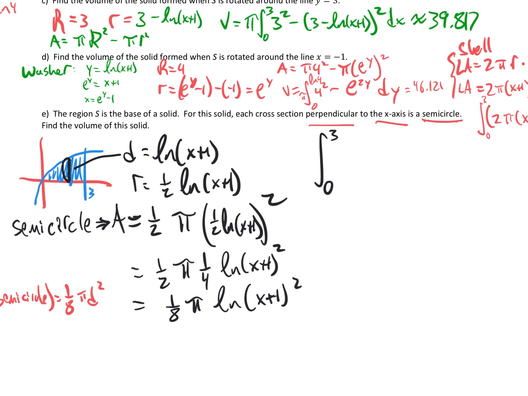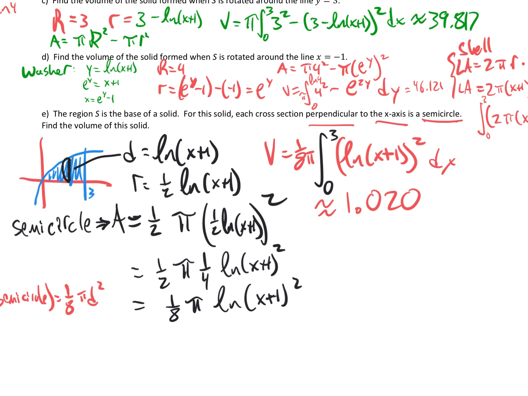All right, so we have 1/8 times pi, which we can go ahead and put outside. Okay, 1/8 pi. This is our volume, and this is the natural log of x plus 1, and that whole thing squared, dx. So see what our calculator has to say about that. We end up with 1.020. Actually, I think it was 1.01979, something like that. But remember, for AP standard, we round to the nearest 3 decimal places. So this 19 goes up to a 20.